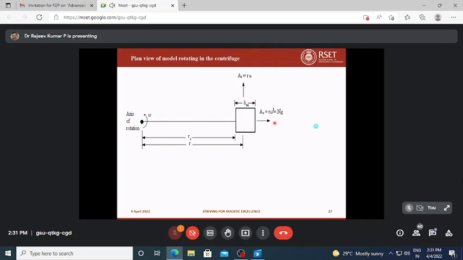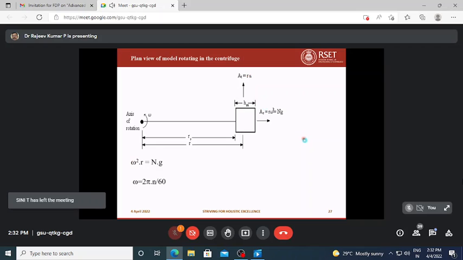This is a plan view of the rotating centrifuge, and as you have studied in engineering mechanics, there is a radial acceleration as well as tangential acceleration. We consider only the radial acceleration, that is R omega square equal to n times g, that is, acceleration due to gravity is enhanced to a higher level by n times. The tangential acceleration, that is R alpha, is not considered because it comes into the picture only until the centrifuge stabilizes. For a swinging bucket type centrifuge, the initial few seconds it will take to stabilize, so we don't consider the tangential acceleration at that time.